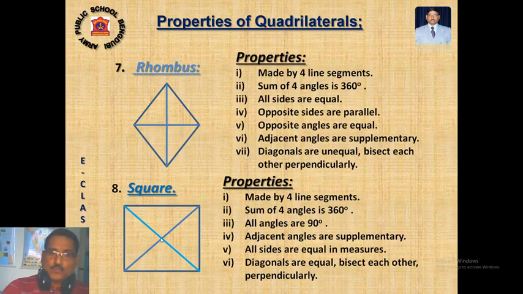Remember, a square is also a rhombus, a square is also a rectangle, a square is also a parallelogram, a square is also a trapezium, a square is also a what? Quadrilateral. Clear? Square at the end. You have to memorize all the properties of this figure, quadrilateral, basic 8 figures.